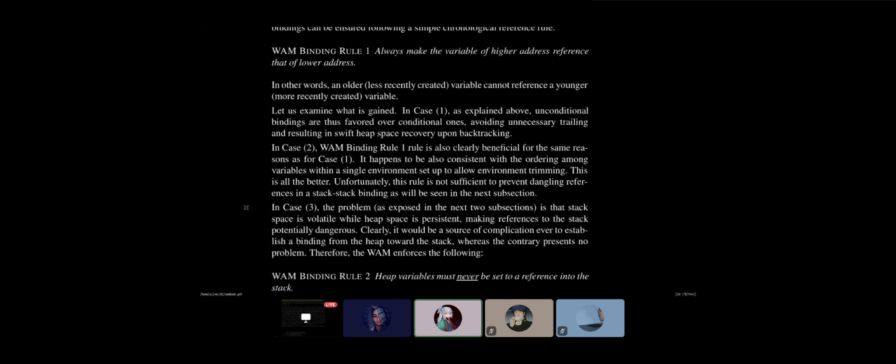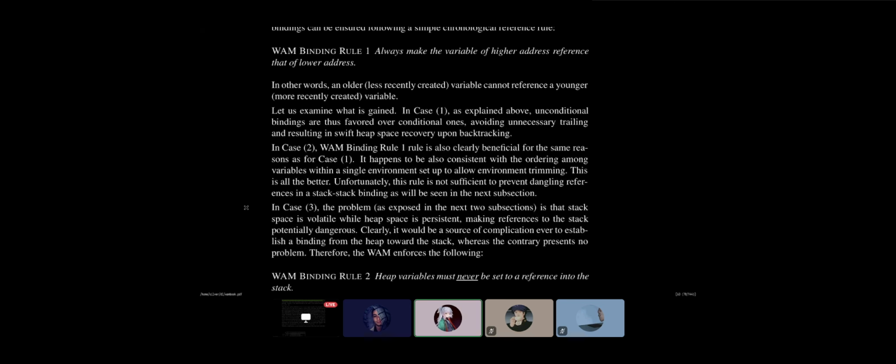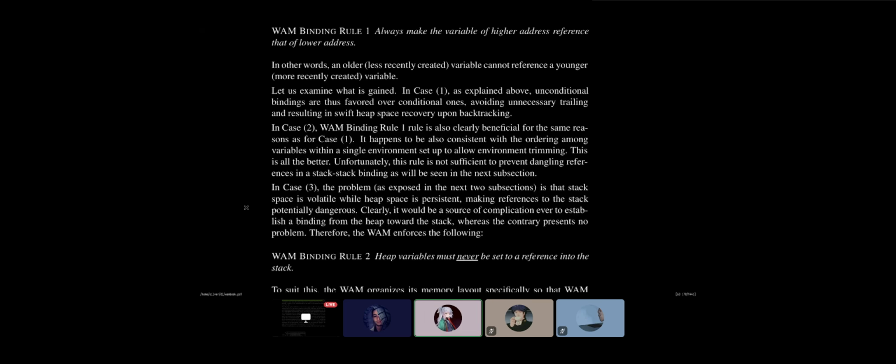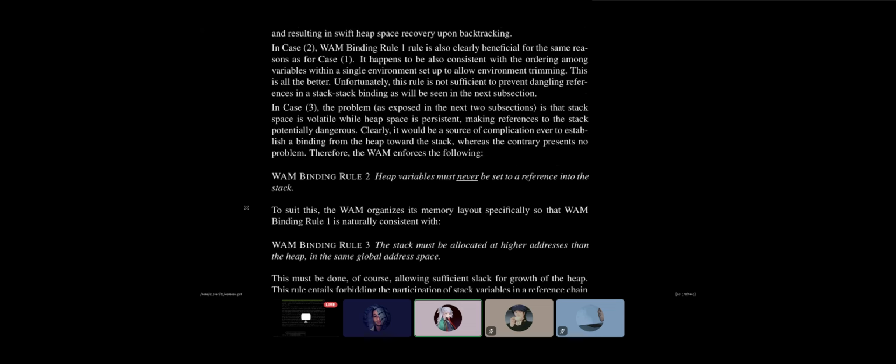In case 3, the problem is that stack space is volatile while heap space is persistent, making references to the stack potentially dangerous. Clearly, it would be a source of complication ever to establish a binding from the heap toward the stack, whereas the contrary presents no problem. Therefore, the WAM enforces the following. Heap variables must never be set to be a reference into the stack. To suit this, the WAM organizes its memory layout specifically so that binding rule 1 is naturally consistent with binding rule 3: the stack must be allocated at higher addresses than the heap.